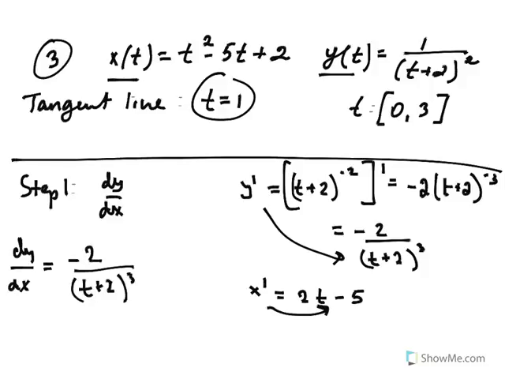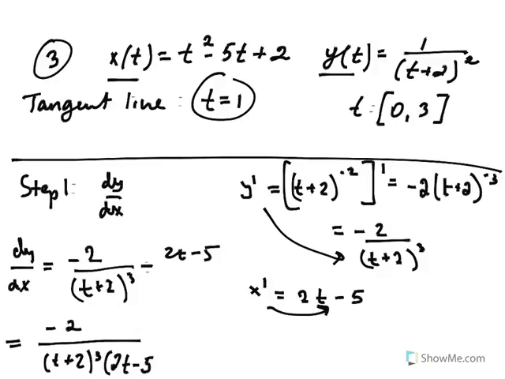over this, but then divided by 2t minus 5, or one fraction, negative 2 over t plus 2 cubed, but times 1 over, so that means this guy moves down. So that's our derivative. Now it says t equals 1. They give you this condition.